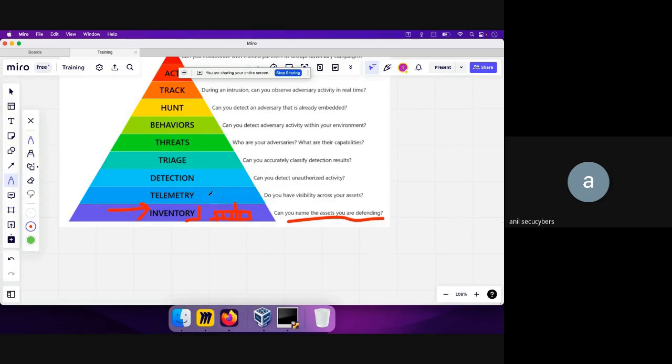The other is the telemetry. Telemetry is something like: do you have visibility across your assets? You have the list of assets, but can you get logs from there? Also, can you have EDR agents installed so that you can search a lot of activity on what is happening on that host using the EDR agent? So that is something like telemetry.